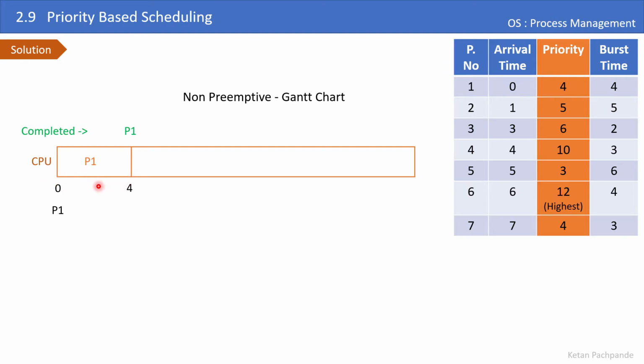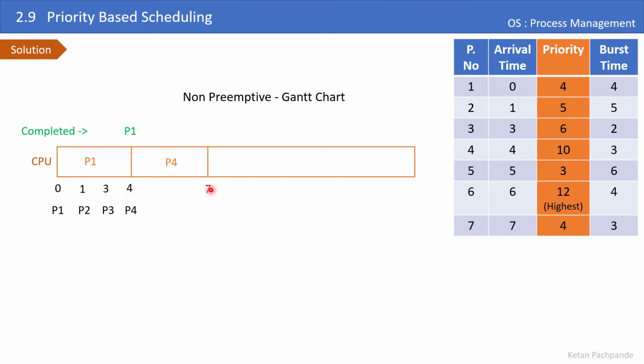While it is doing the execution, at time t equal to 1, P2 arrives. At time t equal to 3, P3 arrives. And at time t equal to 4, P4 arrives. Now at time 4, we have 3 processes, P2, P3 and P4 competing for CPU. So we have to make the decision here. Let's look at the priorities of these processes. P2's priority is 5, P3's priority is 6 and P4's priority is 10. Among these, 10 being the highest priority, I am going to schedule the process P4.